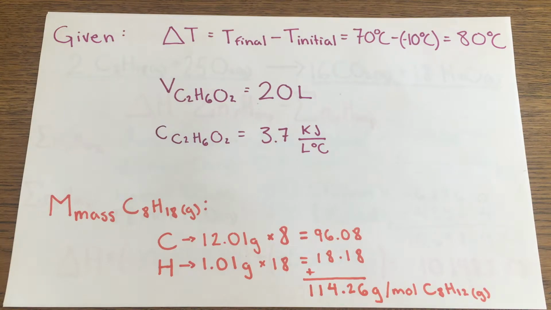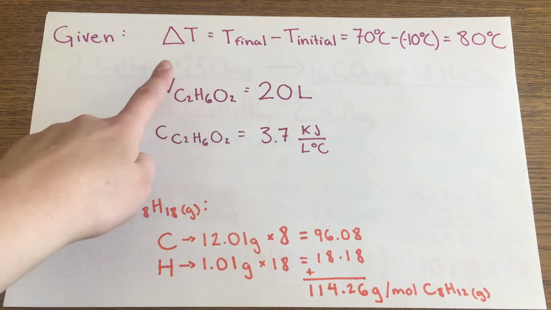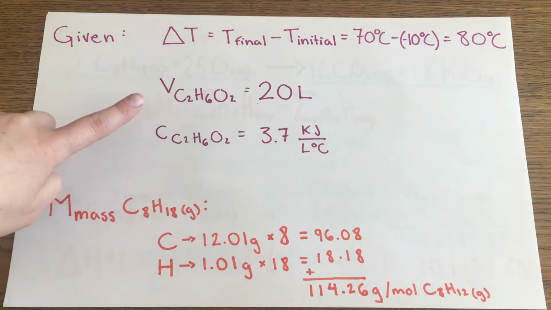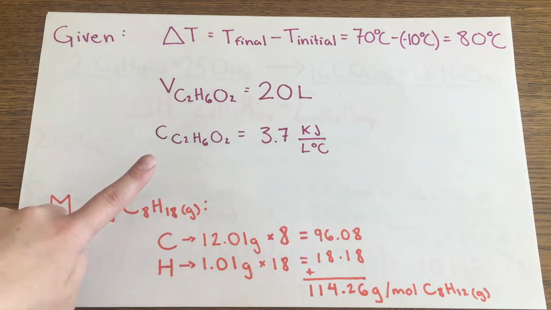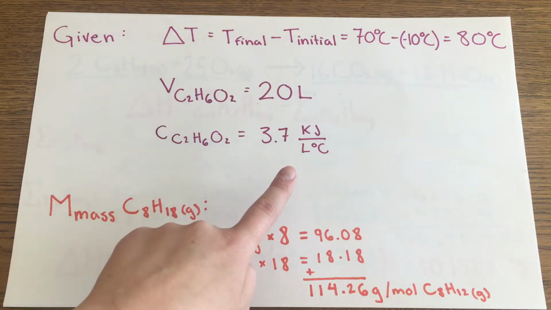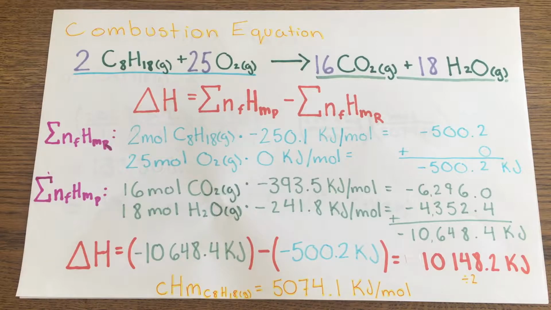We'll start with the information we are given. The change in temperature can be calculated as 80 degrees Celsius. The volume of ethane 1,2-diol is 20 liters, and the volumetric heat capacity of ethane 1,2-diol is 3.7 kilojoules per liter degree Celsius. We'll start with the balanced combustion equation.